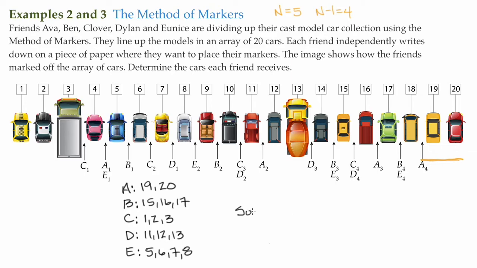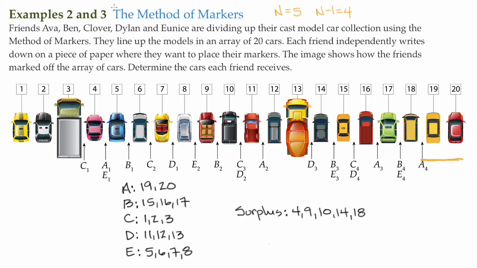Now the surplus, that's going to be made up of all the cars that were not selected. So we just go through the list here. We have cars 1, 2, 3, 4 was not selected, 5, 6, 7, 8, 9 was not selected, 10, we have 11, 12, 13, 14 was not selected, 15, 16, 17, and 18 was not selected. And of course, if we add up all the cars here, they should come out to be the 20 cars in the array.